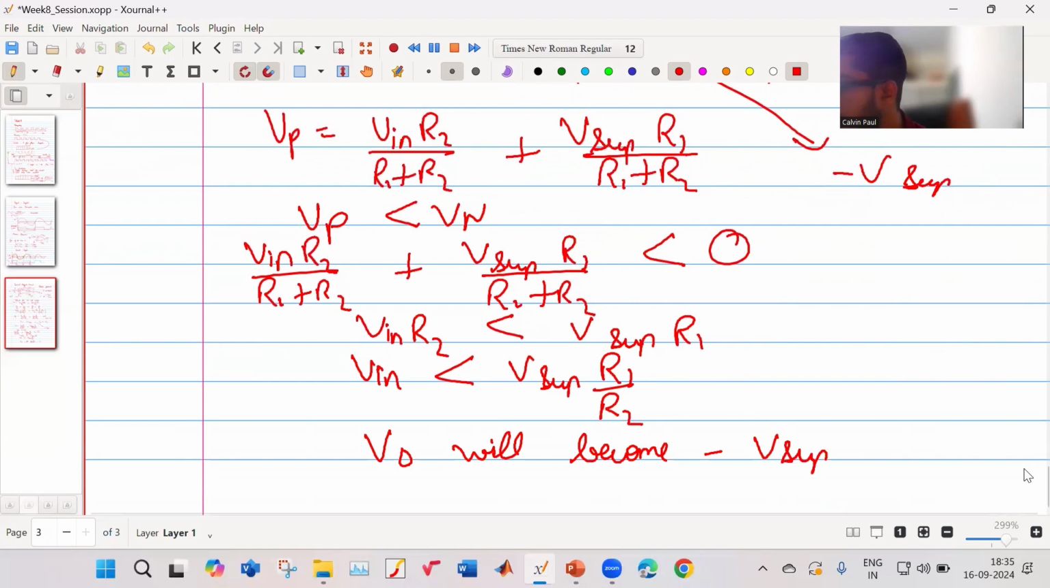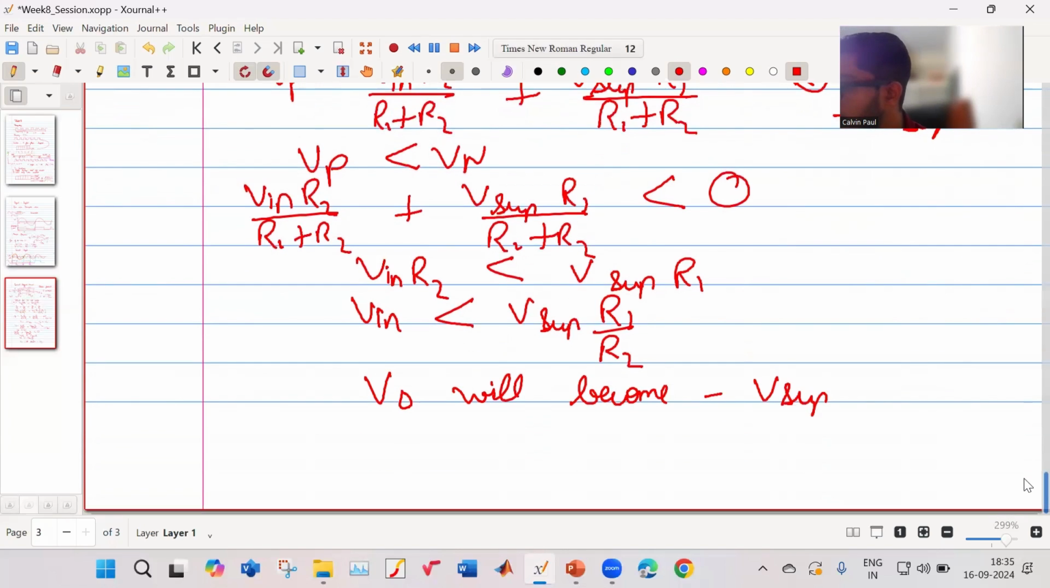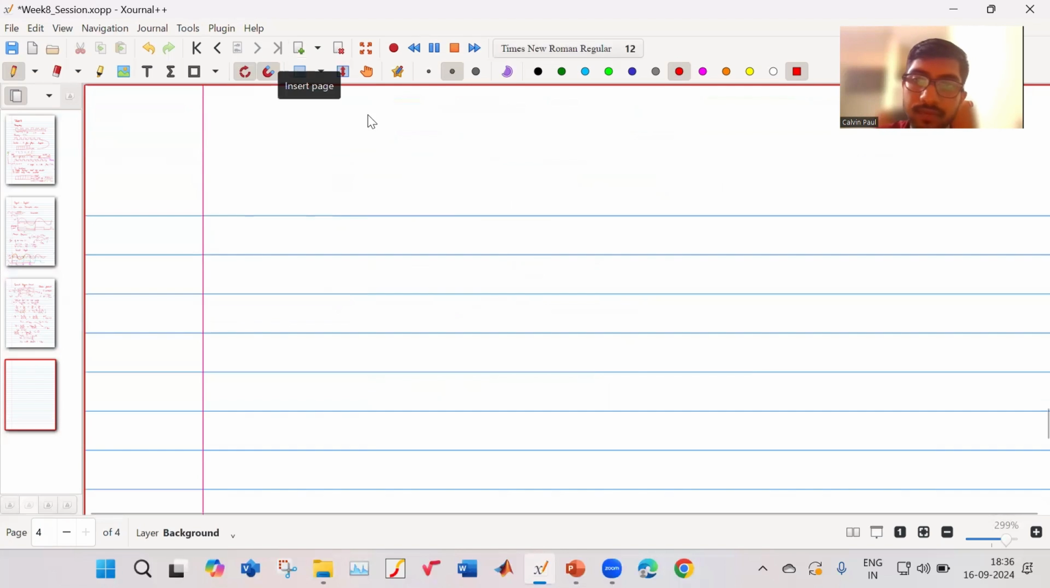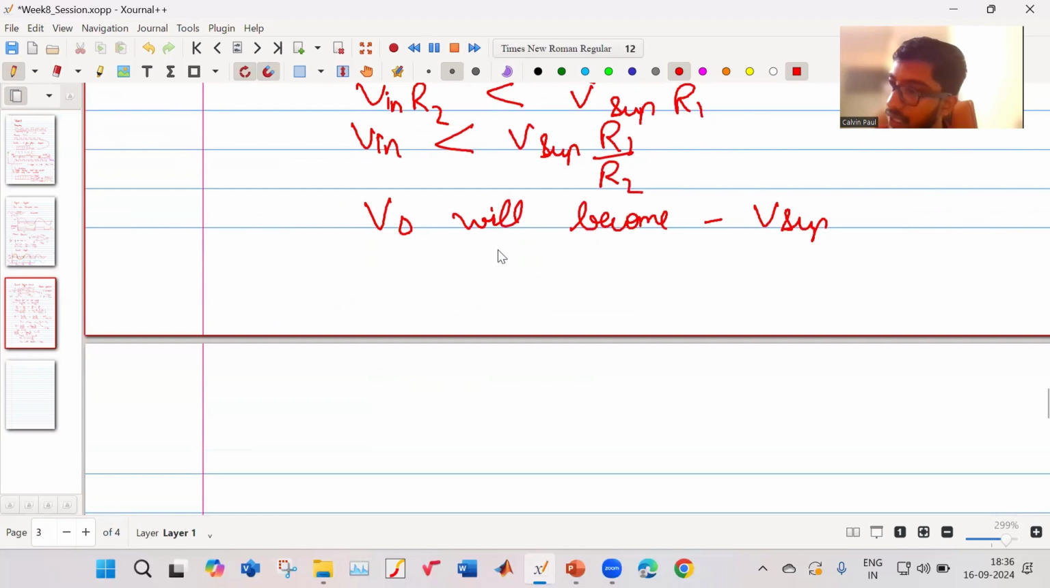Okay. Now, this is how, at what condition your output will change. We will derive another condition also for the next case. And then I will draw a kind of diagram so you'll understand it. Okay, waveform. Now we know, what do we know?